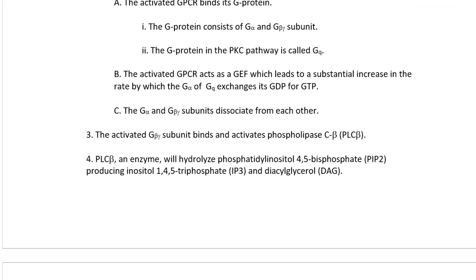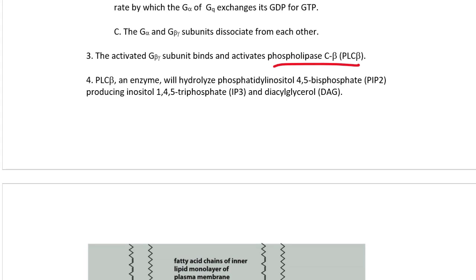The activated G protein coupled receptor acts as a GEF, which leads to a substantial increase in the rate by which the G alpha of Gq exchanges its GDP for GTP. The G alpha and the G beta gamma subunit dissociate from each other. The activated G beta gamma subunit binds and activates PLC beta. PLC beta, an enzyme, will hydrolyze phosphatidylinositol 4,5-bisphosphate, which we're just going to call PIP2, producing inositol 1,4,5-trisphosphate, which we're just going to call IP3, and diacylglycerol, or DAG.